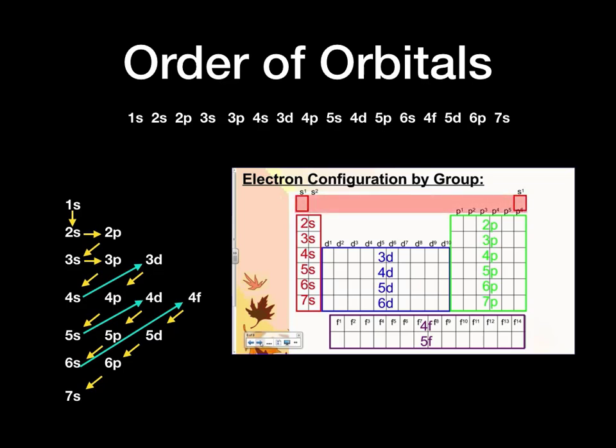So if we just read across this thing, this row corresponds with the 1s orbital. Then if we go back to the left and work our way down, the next thing would be the 2s. Then we read to the right, next section, there are 6 atoms there that correspond with the 6 electrons that go into the 2p sublevel. Then we go back and begin again.